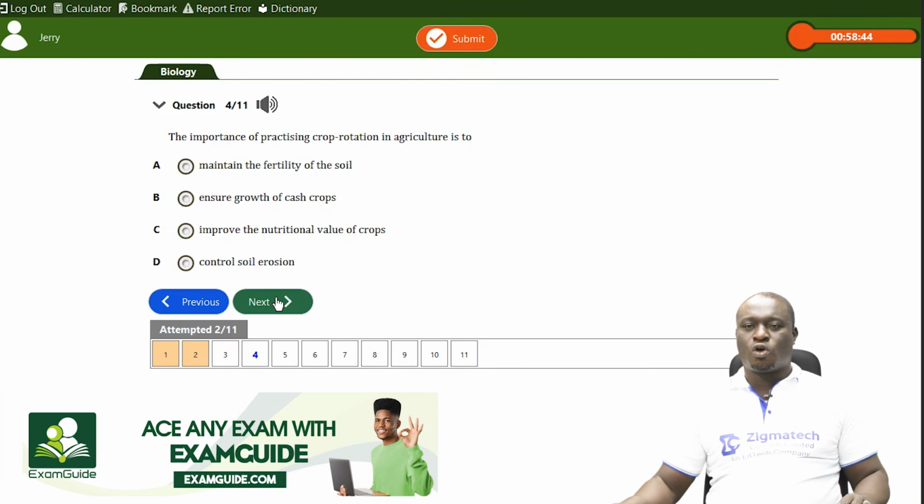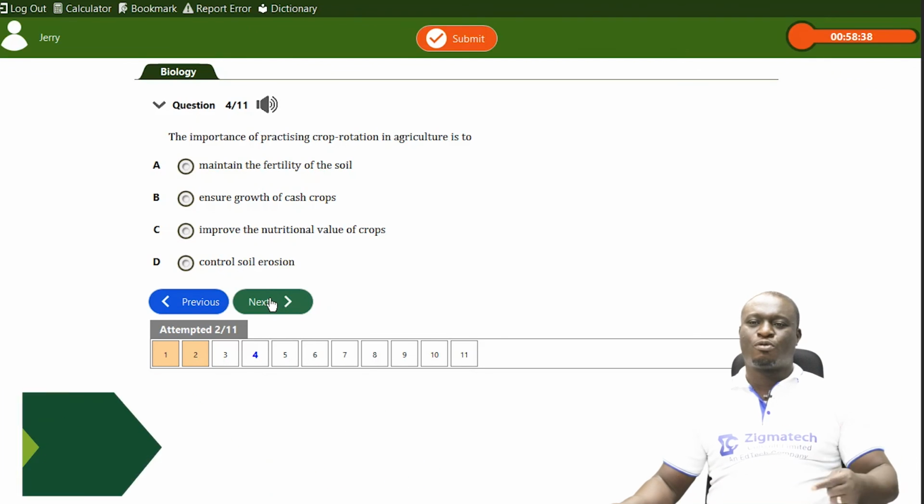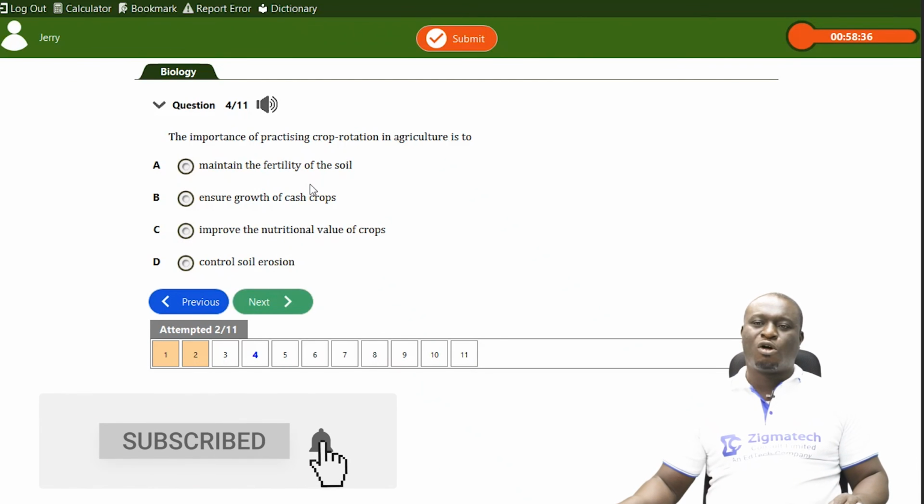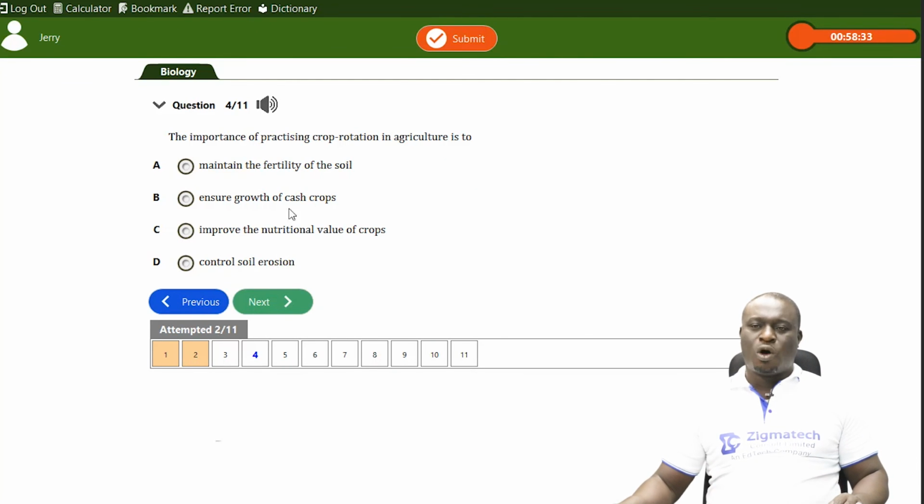Now let's take a look at one other question, and this is question 4. The importance of practicing crop rotation. Crop rotation is also one of the important agricultural activities. One option says to maintain fertility of the soil. The second option says ensure growth of cash crops. Option C says improve the nutritional value of crops. And option D says control soil erosion. One of the importance of practicing crop rotation is to maintain soil fertility.